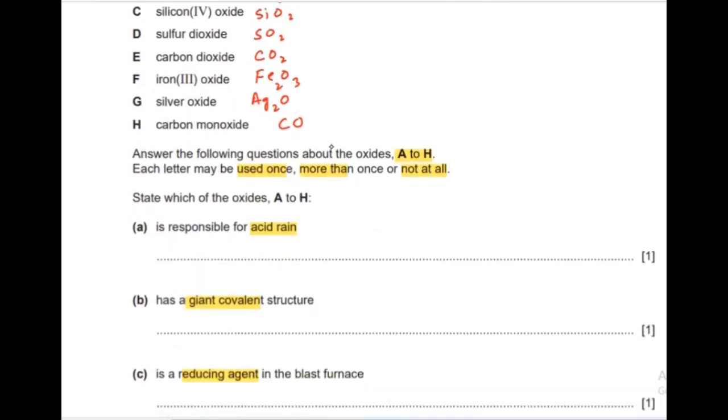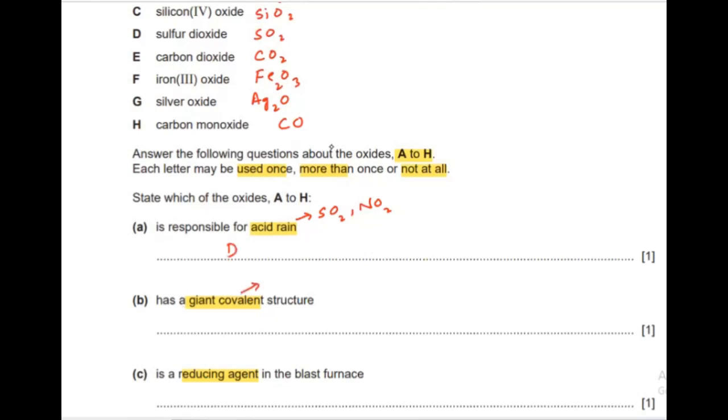Okay, the oxide which is responsible for acid rain: there are two types of oxides which are responsible for acid rain, sulfur dioxide and nitrogen dioxide. So just check your list: sulfur dioxide or nitrogen dioxide. Sulfur dioxide is D, so D is the answer.